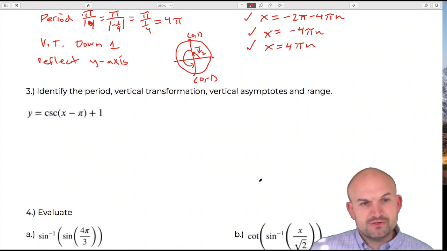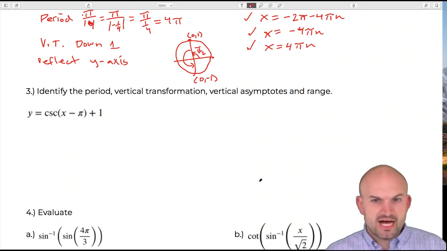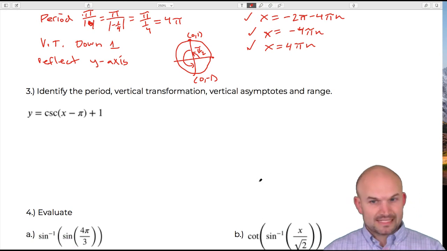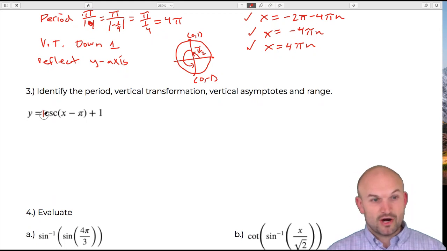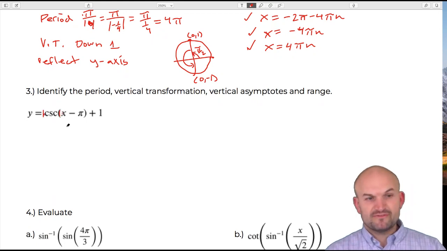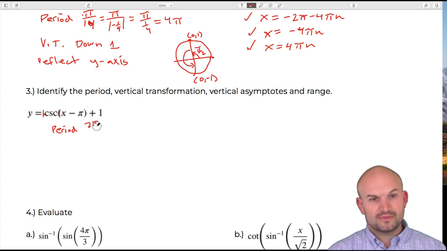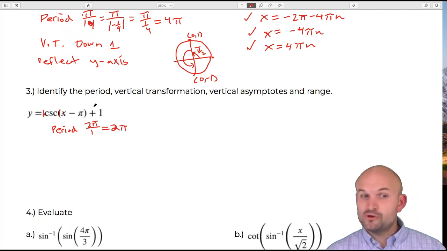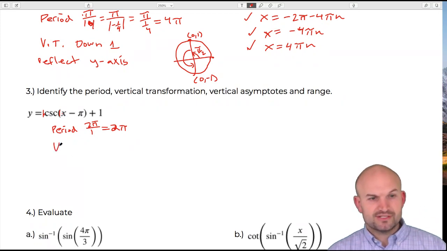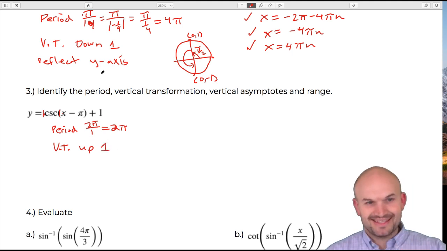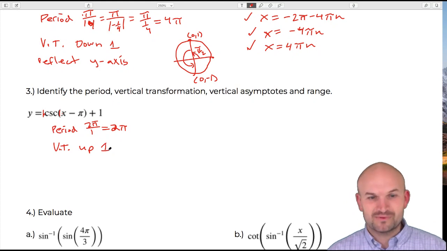All right, for the next one, we had to identify the period, the vertical transformation, the vertical asymptotes and range. The period was really the same thing. In this case, we have our A is 1 and our B is 1. So again, remember the period for cosecant and secant is just going to be 2 pi divided by the absolute value of B, so that's 2 pi divided by 1, which is 2 pi. We didn't have to worry about the phase shift, which would have been right pi. Our vertical transformation is obviously going to be up 1. So you can see I threw some basic ones in there for the students, and that helped a lot of students out. Some students only got the vertical transformations, but hey, you can work with something.